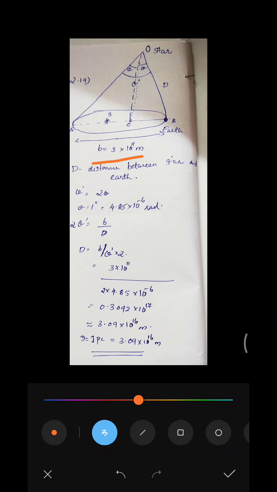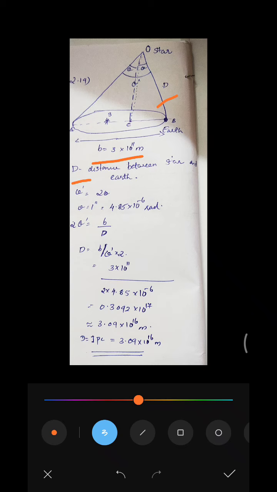Now the basis is small b, which is 3 into 10 to the power 11. The distance between star and Earth is taken as capital D. Theta dash is the combined angle from A to B, if you combine the observing lines from A and B. But here we are considering one observer, observing from the Sun and from one point, maybe A or B. So the angle will become 1 second, and it is theta. Theta is equal to 1 second.